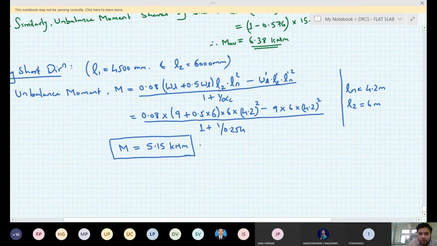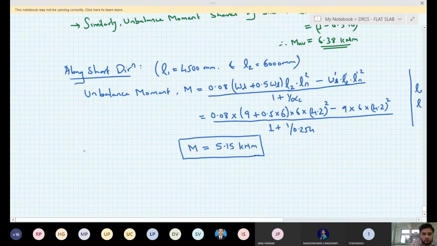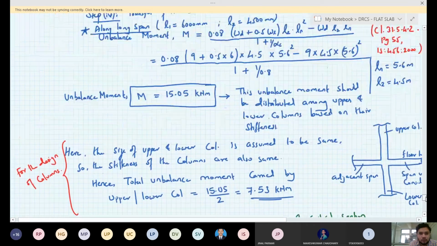Okay, so this is the unbalanced moment. We can say here unbalanced moment. This is along short direction. Okay, the earlier one was along the long direction. This one. Okay, this is along long direction.